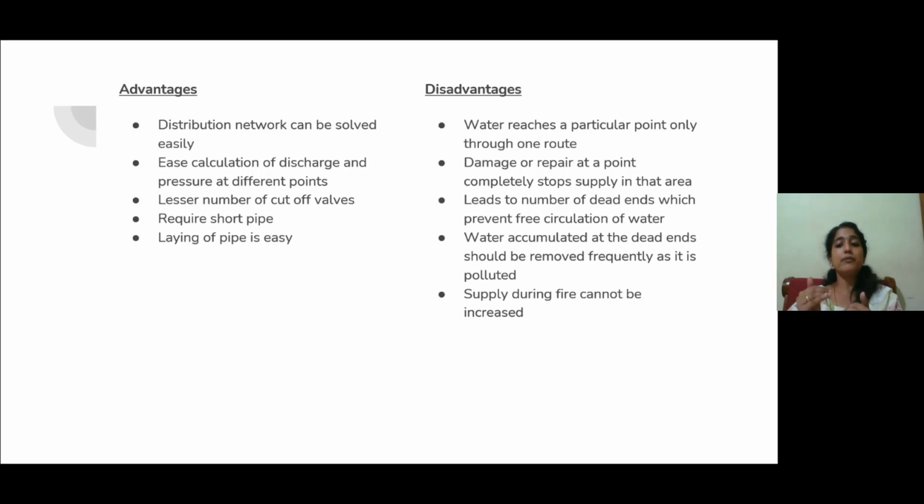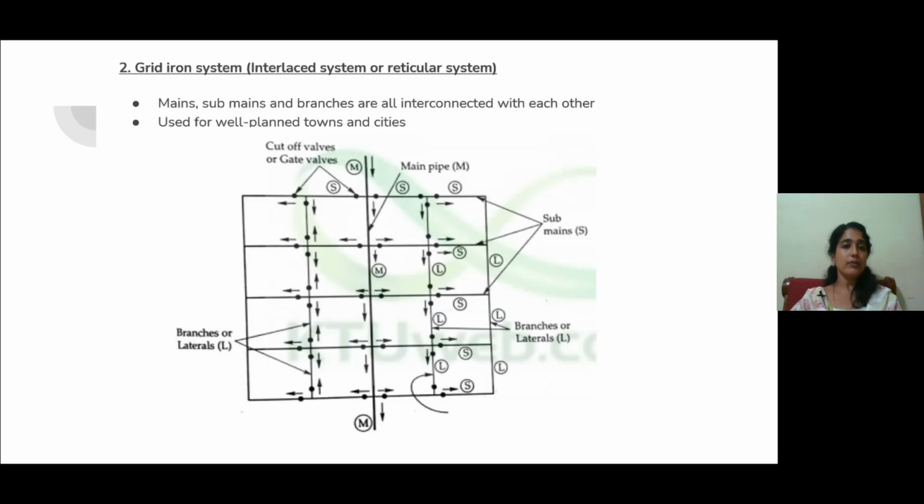And the supply during fire cannot be increased. During the fire demand, the water supply has to be increased according to the fire demand. But there is only one route for water supply in the dead end system. And if a particular area has a fire demand, then we cannot supply water from another route. This is a main disadvantage.